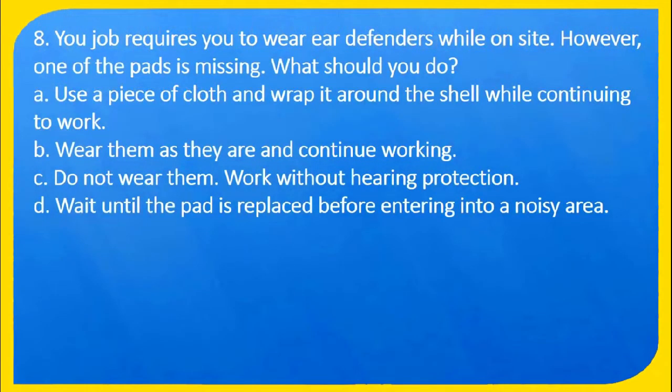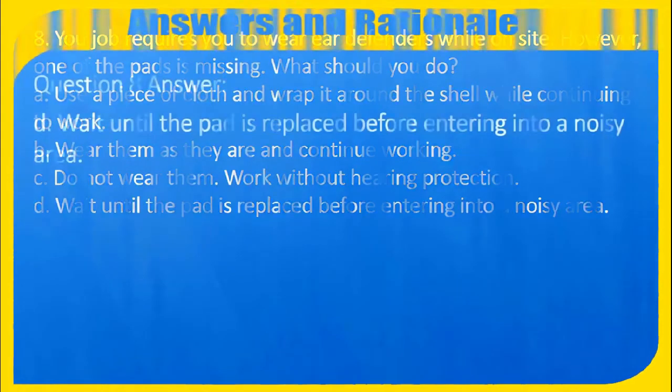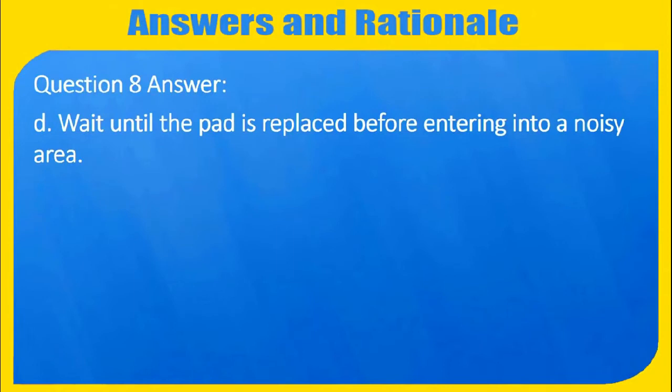Question 8. Your job requires you to wear ear defenders while on site. However, one of the pads is missing. What should you do? A. Use a piece of cloth and wrap it around the shell while continuing to work. B. Wear them as they are and continue working. C. Do not wear them. Work without hearing protection. D. Wait until the pad is replaced before entering into a noisy area. Question 8. Answer. D. Wait until the pad is replaced before entering into a noisy area.